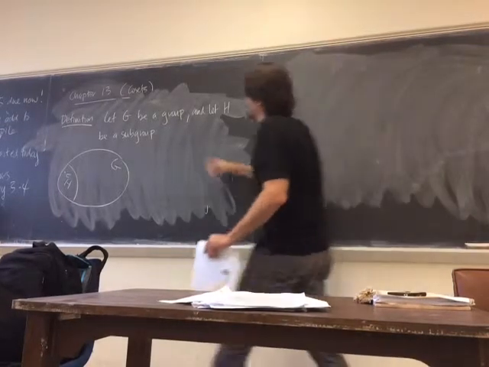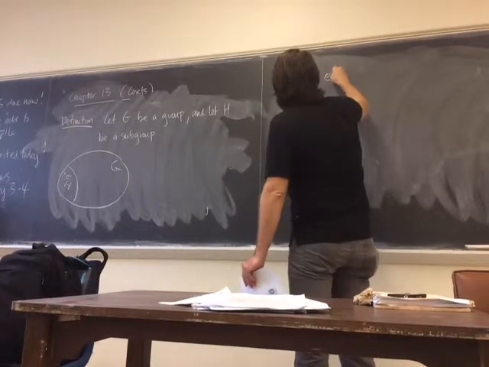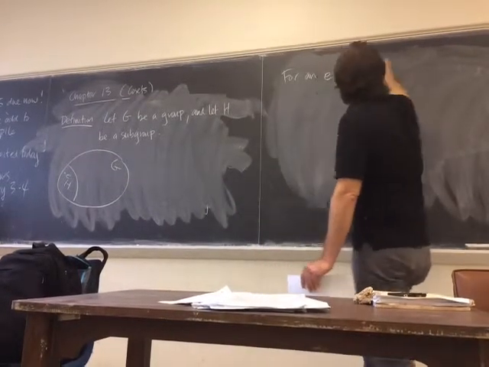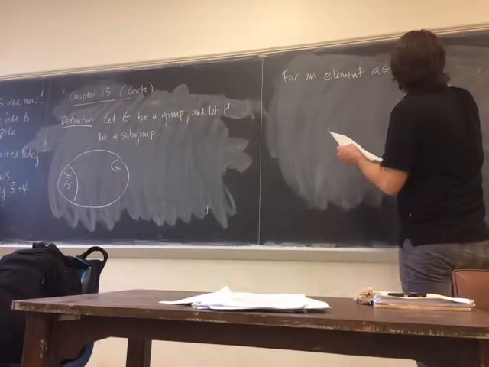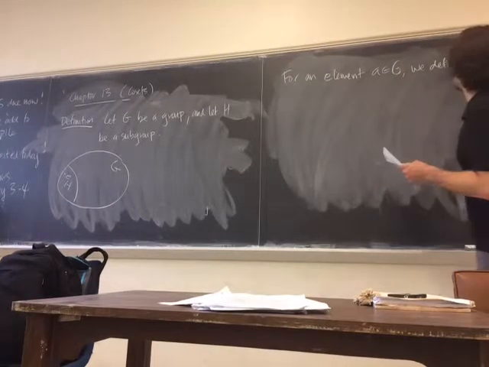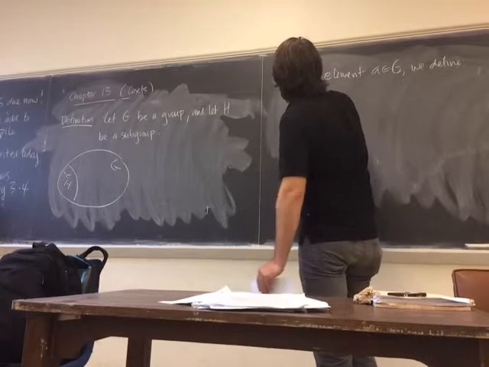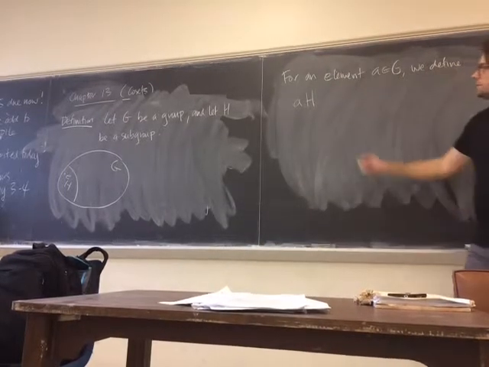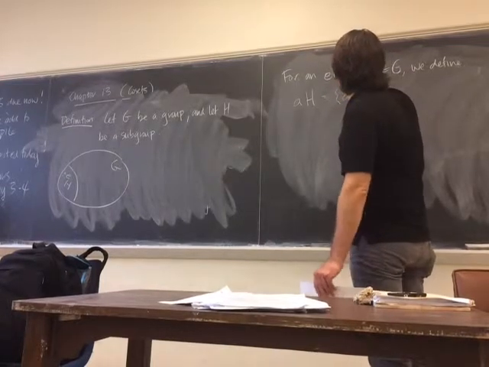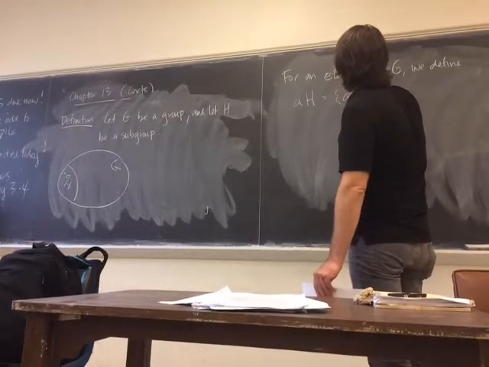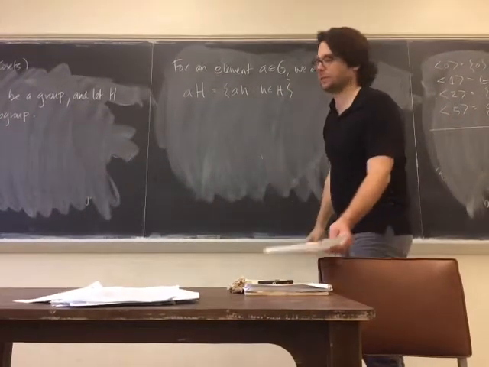Okay, so that's our setup. Now, for an element A in the group, we define two things. So this notation, AH, is going to be, by definition, the set of things of the form A star H, so I'll just write AH, where H is in the subgroup. Okay, so we'll play around with this definition.